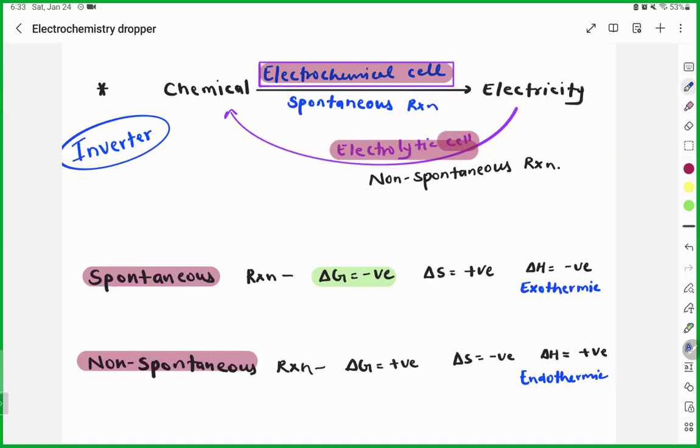So electrolytic cell. Tell me, guys, does it make sense? Yes, sir. Yes, sir.